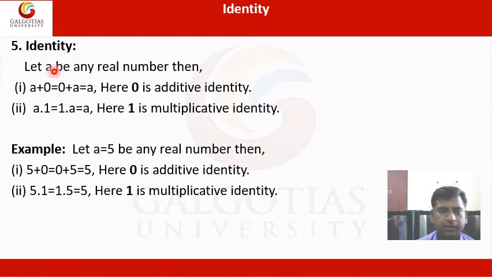Next is identity. Let A be any real number, then A plus 0 equals 0 plus A equals A. Then we say that 0 is the additive identity. That means to find the additive identity, we have to search for a number which, on adding to any number, does not change that number. Suppose I add some number to 5, and the value of 5 will not be changed.